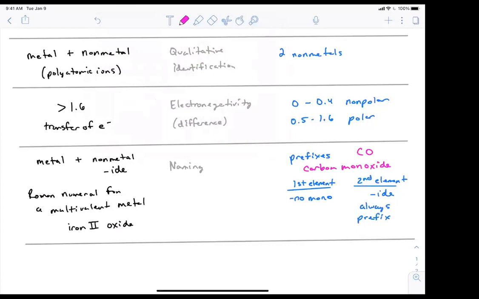Remember, polyatomics also don't change names as well. They stay the same. Sulfate is always SO4, 2 minus. Questions so far?